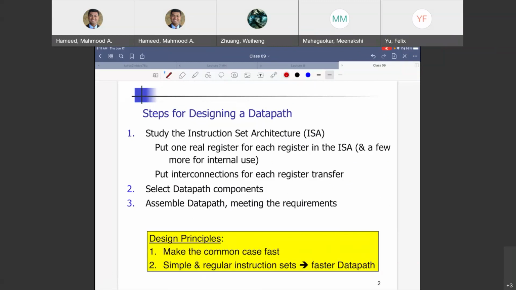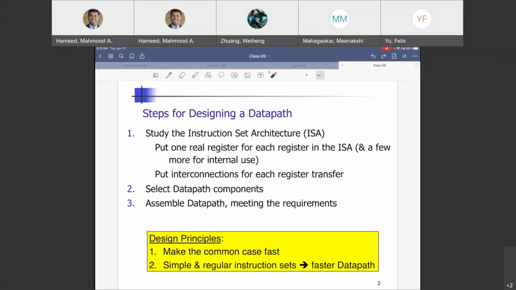So we are going to need to study the ISA, the instruction set architecture, in detail, right? So registers involved, instructions involved, the memory organization that is involved. We are going to study all of that because we are trying to build hardware to support that ISA. And we are going to put one real register for each register in the ISA. How many do we have? We have 32-bit registers, right? So we are going to have 32 real registers made out of what? D flip-flops, right? So we're going to have those 32 registers in our data path.